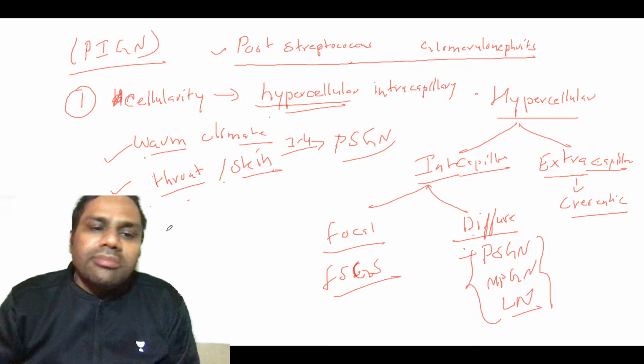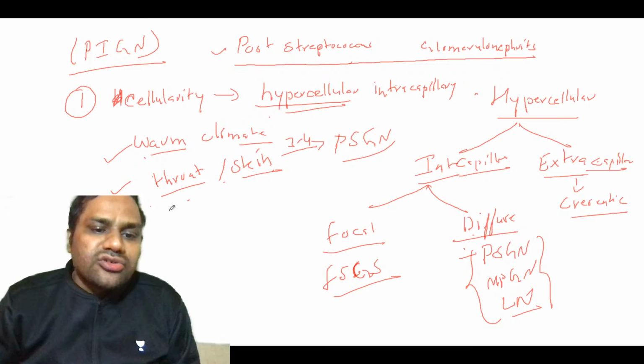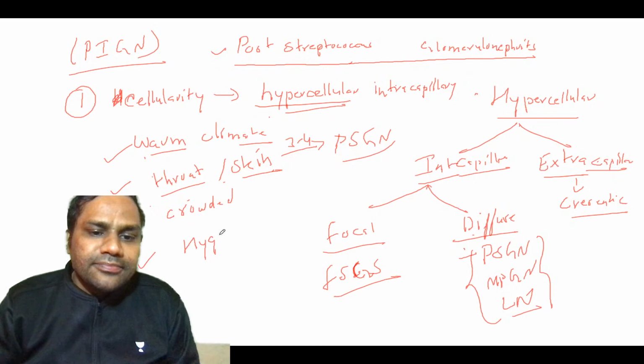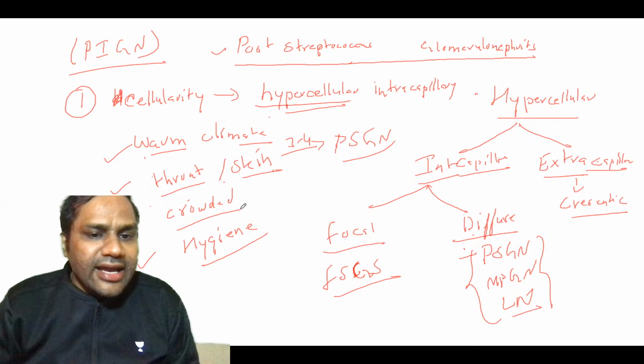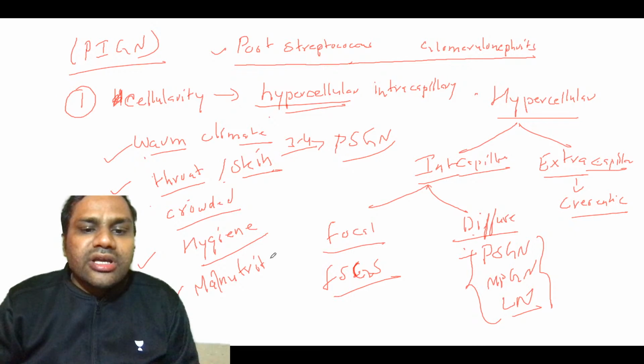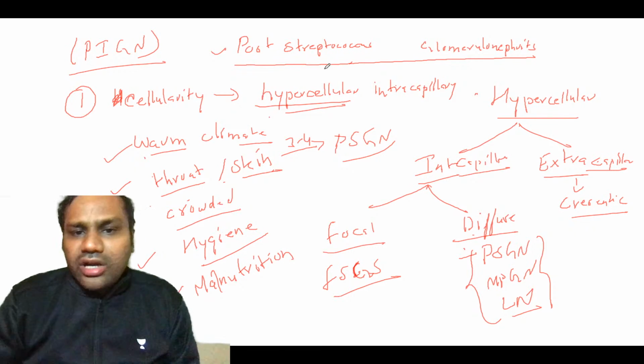So how do you remember Mumbai ka Dharavi? What happens in Mumbai ka Dharavi? There are a lot of crowded people, so it is a crowded area. Hygiene is not properly maintained, and obviously there is malnutrition in those families. So these are some of the important causes which are responsible for post-streptococcal glomerulonephritis.